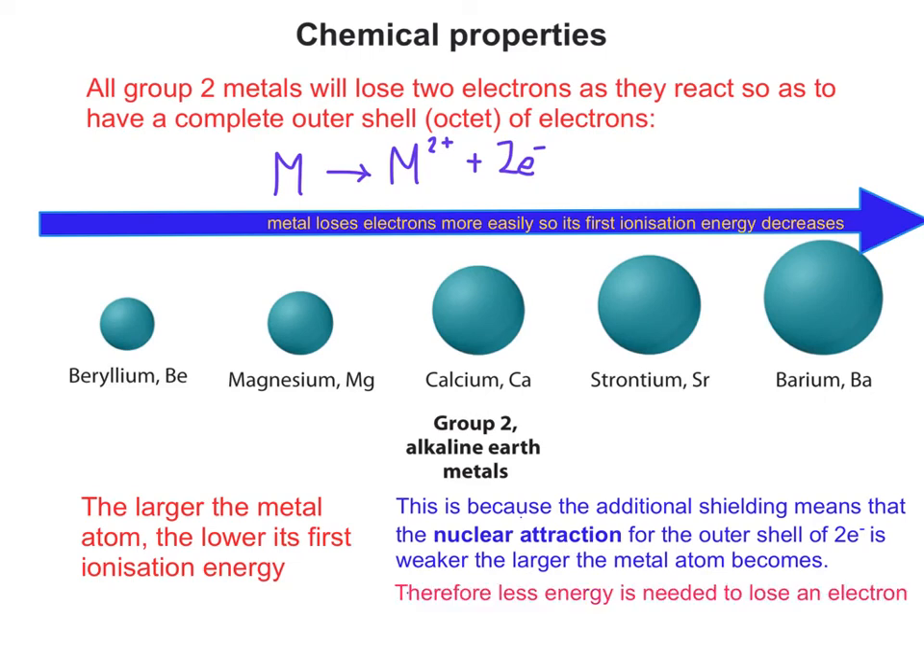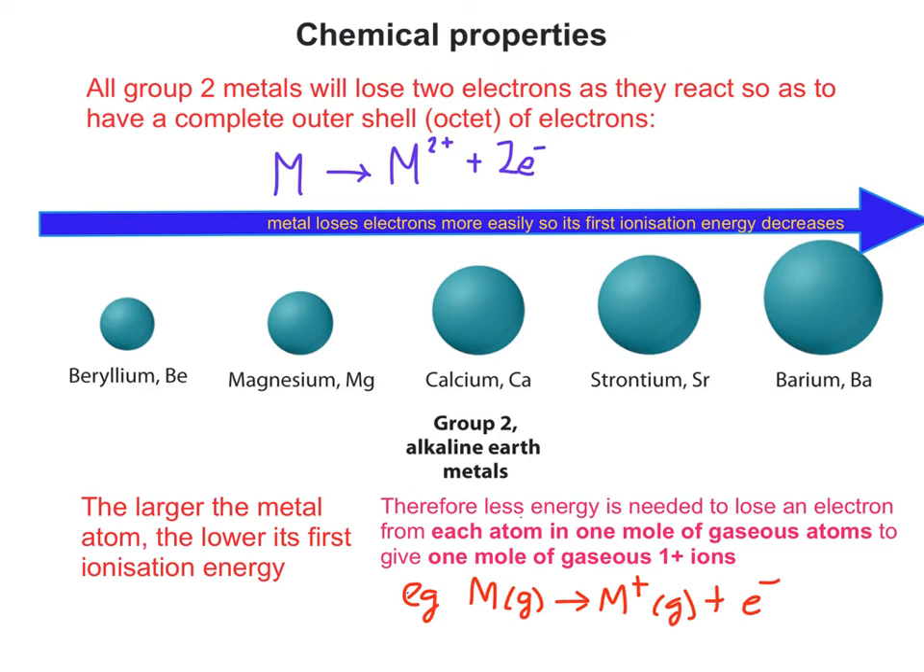So if we change the equation at the top to ionization, not forgetting of course to add our state symbols, now we're talking about a very specifically defined process. Less energy is needed to lose an electron as the atom gets bigger, so it's easier to form a positively charged ion, at 1+ charge.